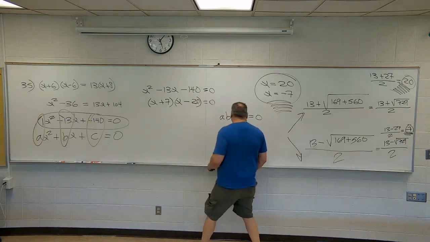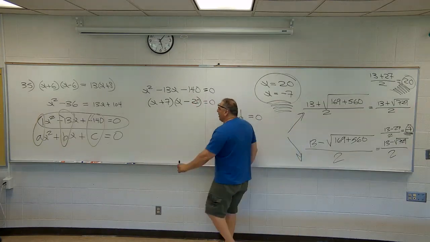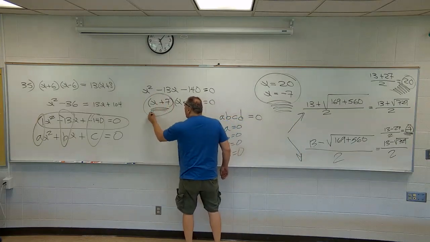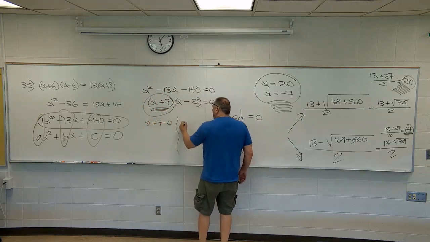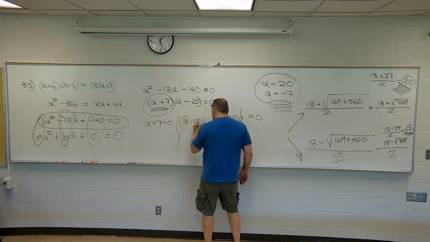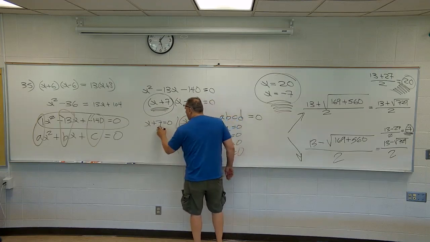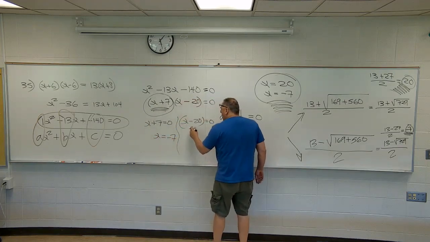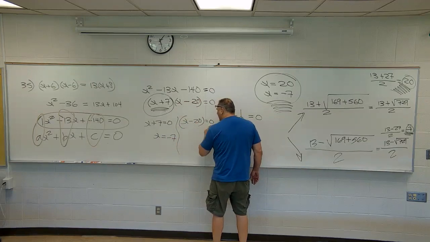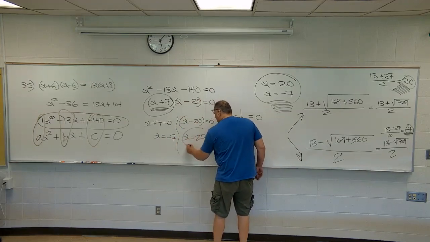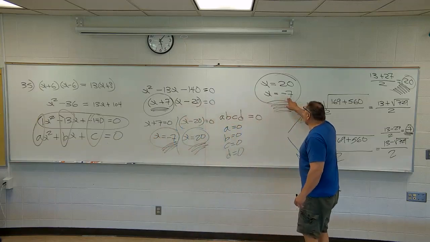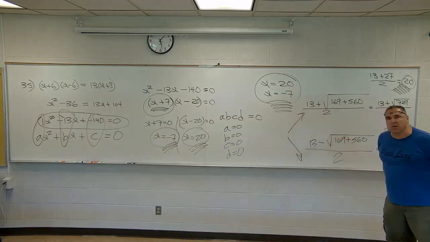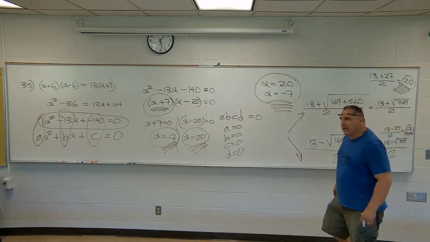I got a question for you. Didn't we say this works if this is equal to 0? If x plus 7 equals 0, it works. If x minus 20 equals 0, it works. What number plus 7 gives you 0? x equals negative 7. That looks familiar. What number, subtract 20 from it, gives you 0? x equals 20. Wait a minute, ladies and gentlemen. When we did it the long way, didn't we find that x was equal to 7 and x was equal to 20? So that would solve it also.